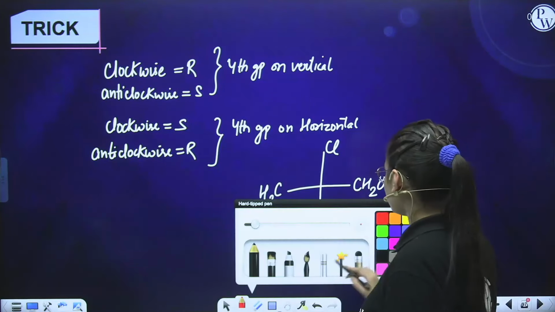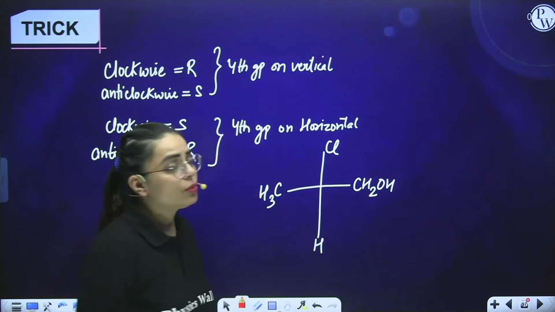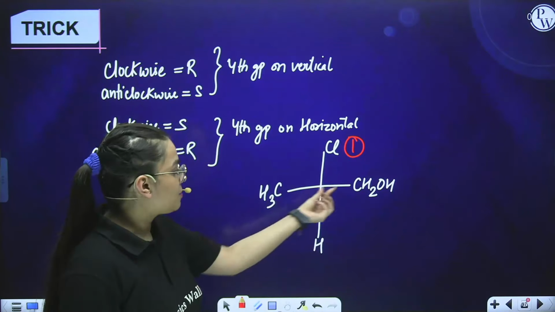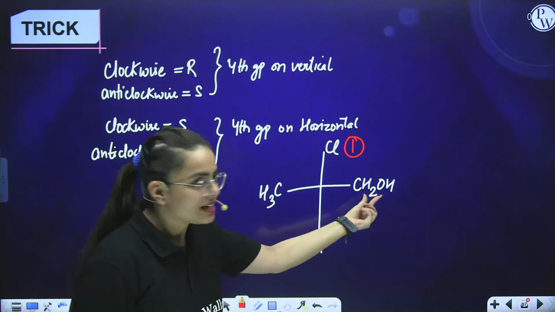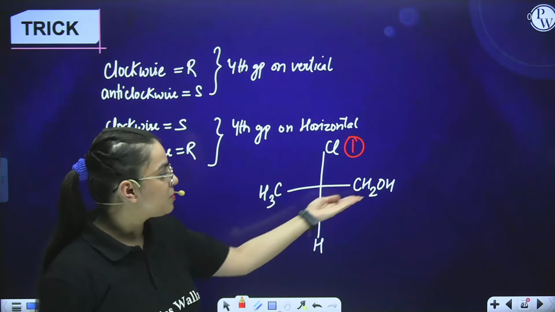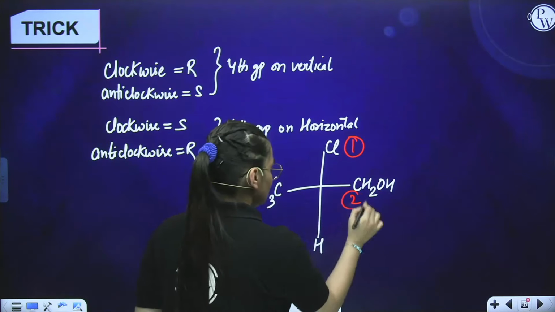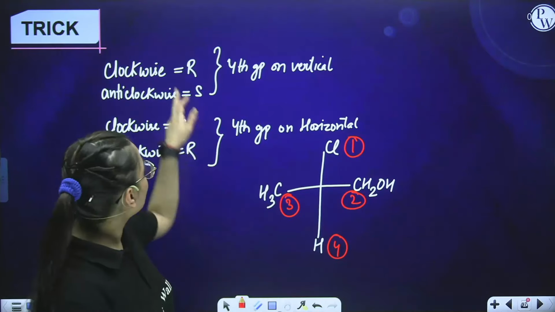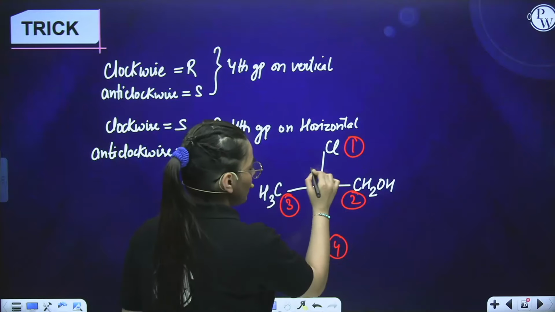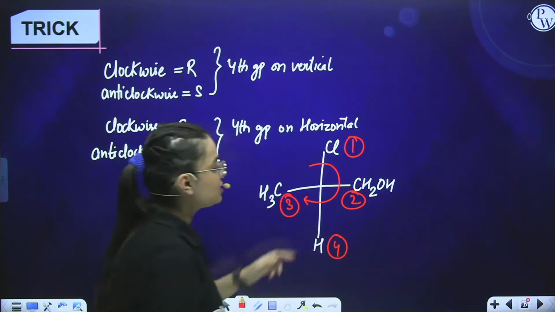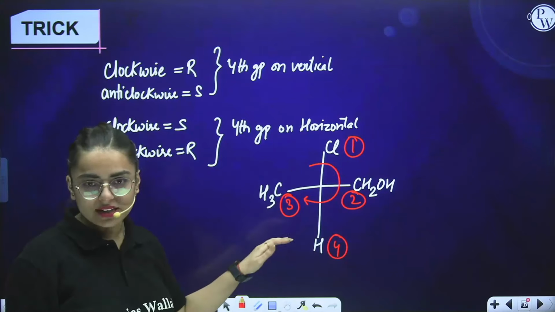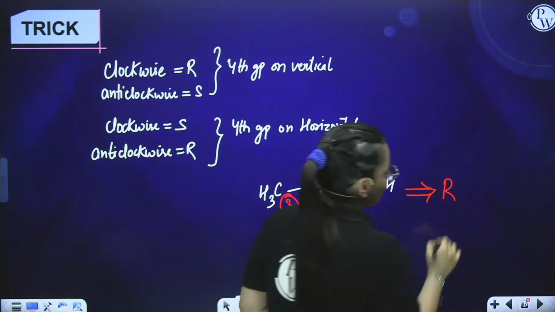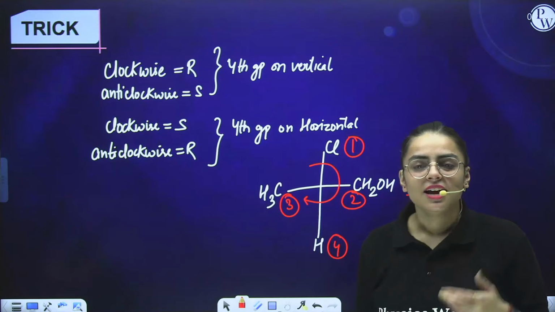Now for this case, students, first of all we know that chlorine basically has the highest atomic number, so it is referred to as 1. Now here you see carbon is the first atom, second and third atom is hydrogen over here. These are two hydrogen, but the third is oxygen over here. So this is second number, this is third number, and this is fourth number, right? So we know that fourth group is now present on the vertical. Move from 1 to 3. 1 direction, 2 direction, 3 direction. It is which direction? Clockwise, like the clock moves, right? So when fourth is present on the vertical clockwise, it is referred to as R configuration. It is quite simple.